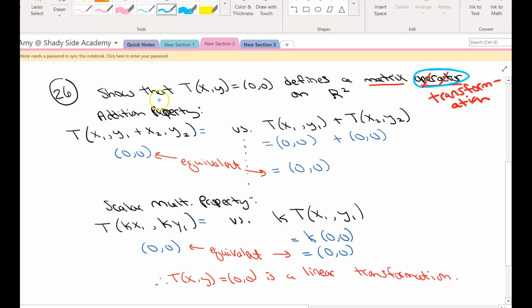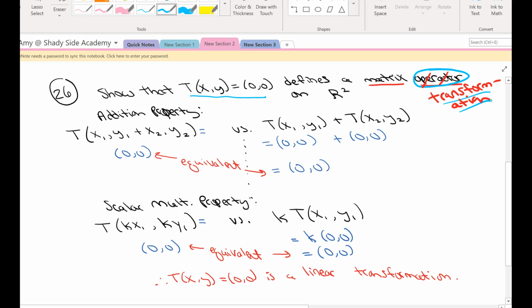So the task at hand is to show that this transformation right here defines a matrix transformation. And the way you do that is just like what you've done with linear transformations. We're going to show that this transformation is a linear transformation. Remember, all matrix transformations are linear transformations, okay?